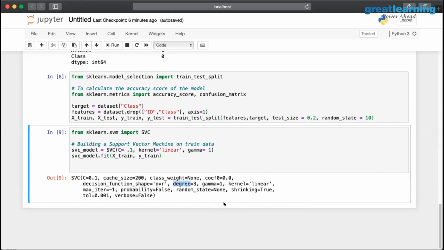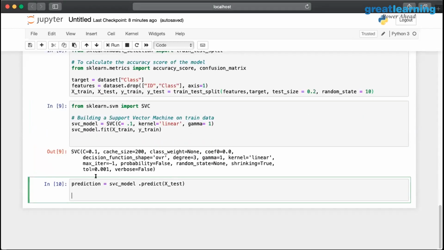If I don't set the gamma, I'll show you that also. By default, it's called auto. I'll show you that. So the kernel is a parameter I pass. Okay. Now I'm going to make a prediction on the testing sample. All right.